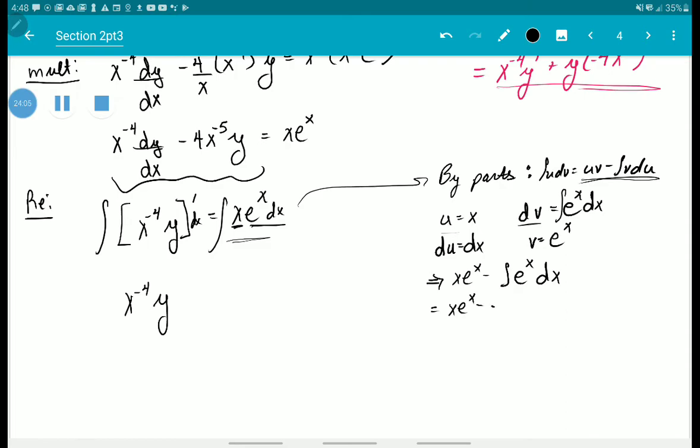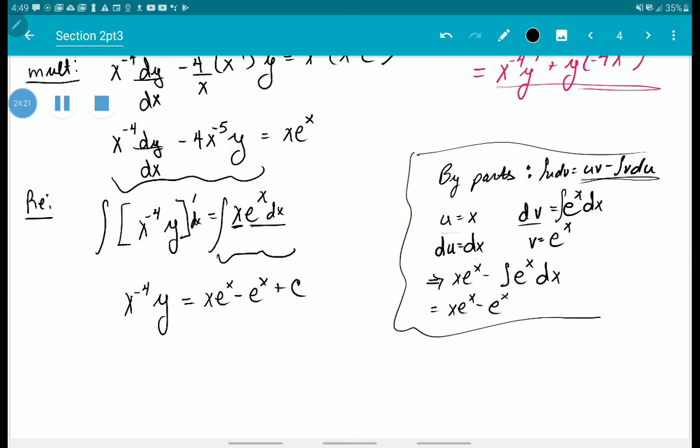And if we integrate e to the x, we get e to the x. So this right-hand side becomes x e to the x minus e to the x plus c. Don't forget the plus c, it's super important.